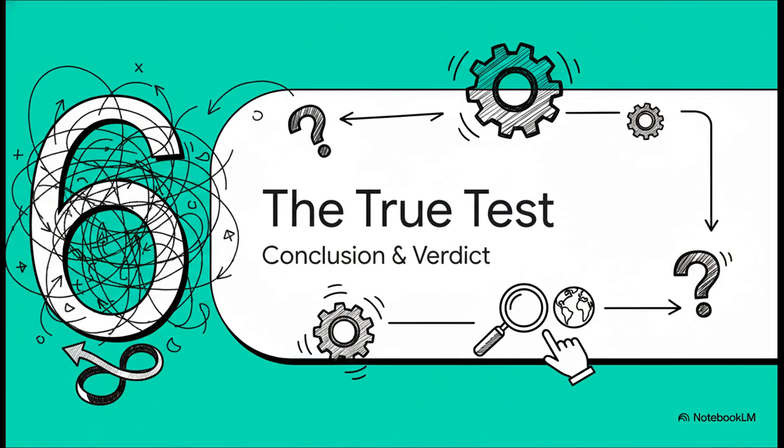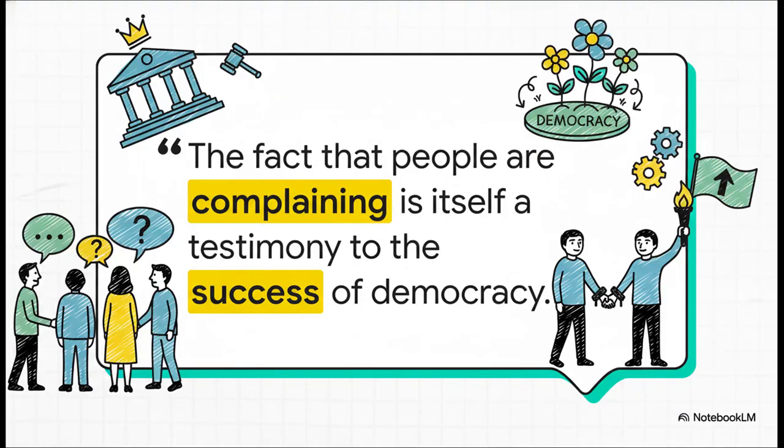So we have reached the end of our revision. What is the final verdict on democracy? Well, the most special thing about democracy is that its examination, its test, never really ends. Now please pay very close attention to this quote. It is the heart of this chapter's conclusion. It says that when people complain about their government, it is not a sign of failure. It is actually a sign of success. Why? Because it shows that people have become aware citizens. They have expectations, and they have the courage to question those in power.